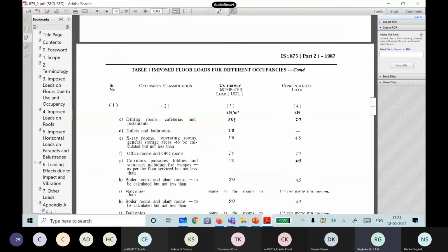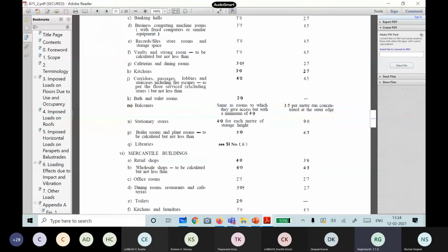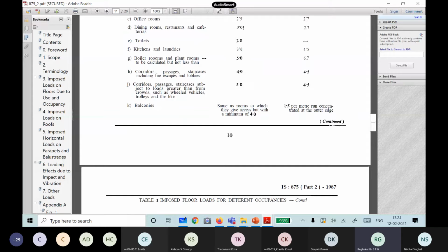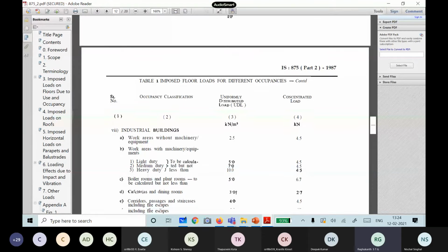I suggest all of you browse through IS 875 part 2. If you go through it, you will get a nice understanding. You will see what is meant officially. This is a legal document. So what is the definition of industrial building? What is the definition of this one? You can go through these details yourself.